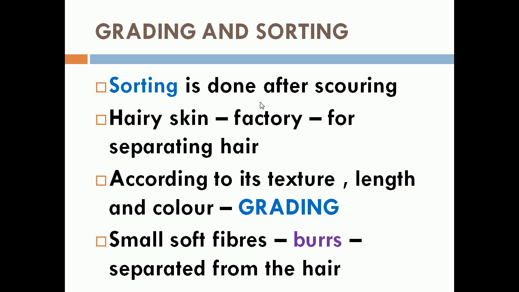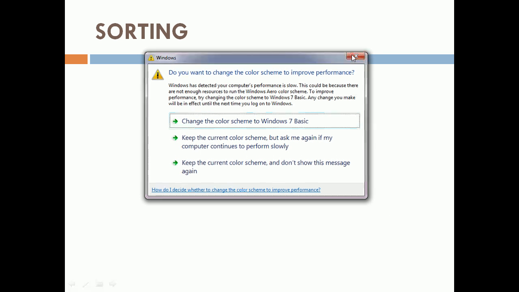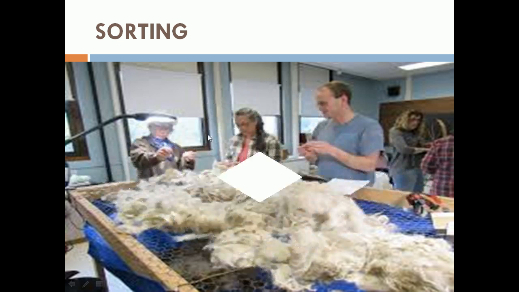Sorting is done after scoring. What is meant by sorting? The hairy skin will be sent to the factory for separating hair. After that, according to its texture, length and color, they will separate the wool. That is called grading. Small soft fibers can be separated from the hair of the sheep. Those are called burrs. Here you can see the picture of sorting. According to texture, length and color, they will sort the wool.